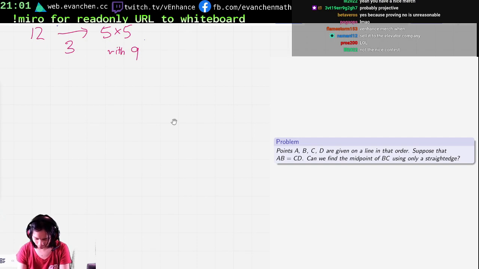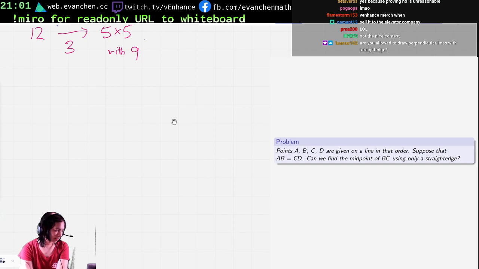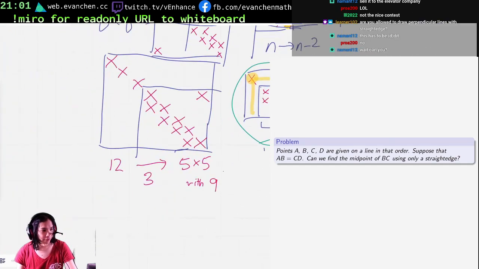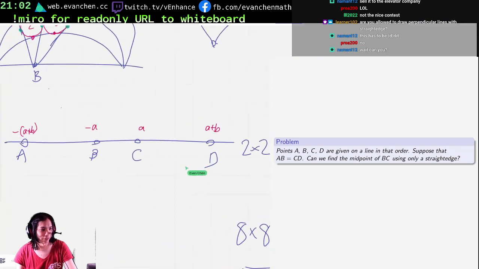Does anyone know what the... This is gonna be DDIT. No. No, you can't do perpendiculars. Well, I think proving no is very reasonable. It just tends to not be in high school scope. But if the answer is no, it's probably not actually very hard to prove.